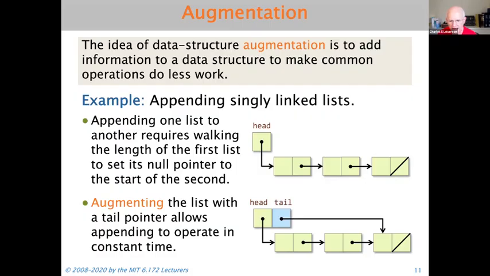Okay? All we have to do is access the tail pointer to get to the element that has the null pointer and make it point to the second list. Oh, we're not quite done. The new tail pointer for that list has to now point to wherever the tail pointer for the second list is. Okay? But it's a pretty simple operation and it takes constant time. You don't have to chase down to the end of the list. So that's a good example of augmentation.